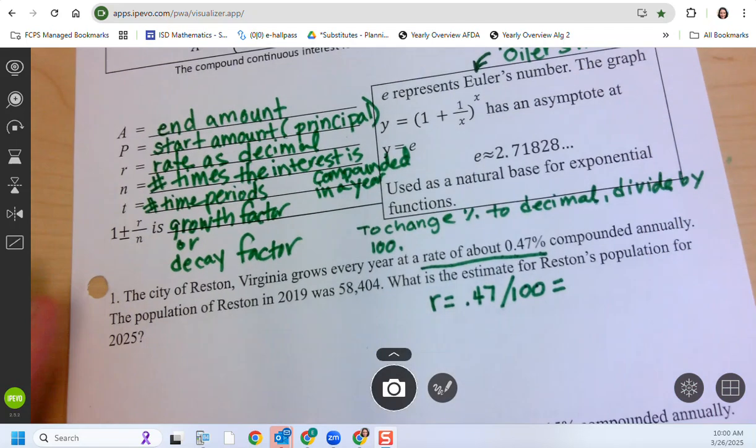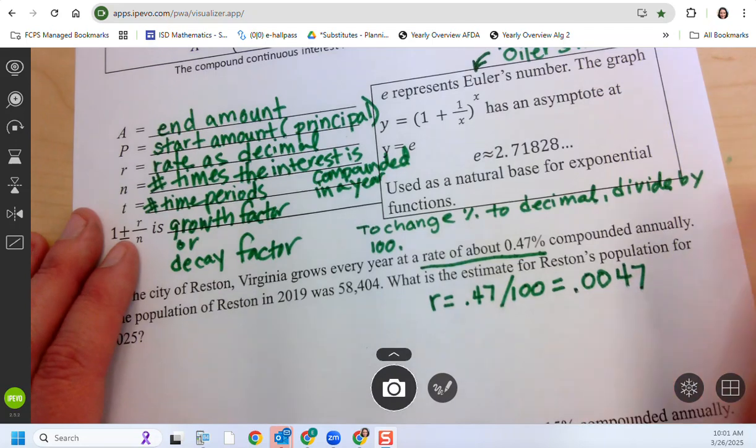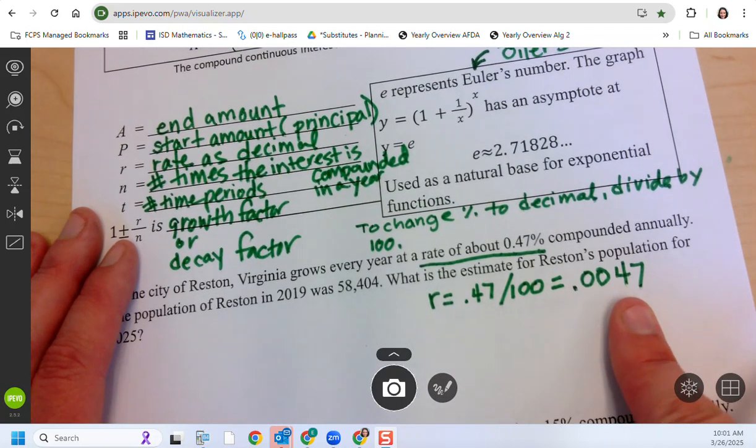Anybody get the same as Mustafa? 0.0047? Double check and see if you get it. Okay. Yeah, I got it right. All right, so that's the rate. We're going to use that in our formula, okay? Compounded annually. Annually means it's compounded one time per year. So that would be n equals 1.